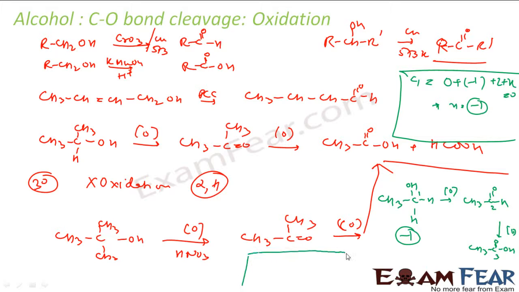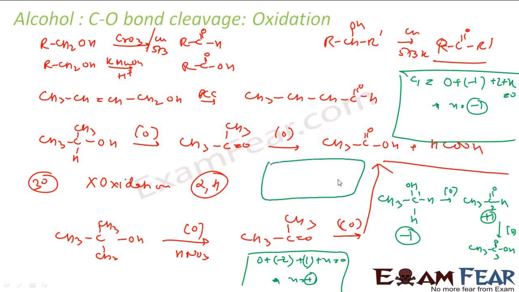Let's do for this guy. Carbon 2. So this is CH3, 0, plus this O is minus 2 actually, and this hydrogen is plus 1, plus X is equal to 0. You solve, you get X as plus 1. Solve for this guy. CH3 is 0, O is minus 2, OH is minus 1, plus X equal to 0, you solve X, X comes out to be 3. So if you see the oxidation number changed from minus 1 to plus 1 to 3, and thus this is the oxidation reaction. If you can do for any reaction, you'll see that the oxidation number is increasing from left to right, and that's why it's called oxidation reaction.